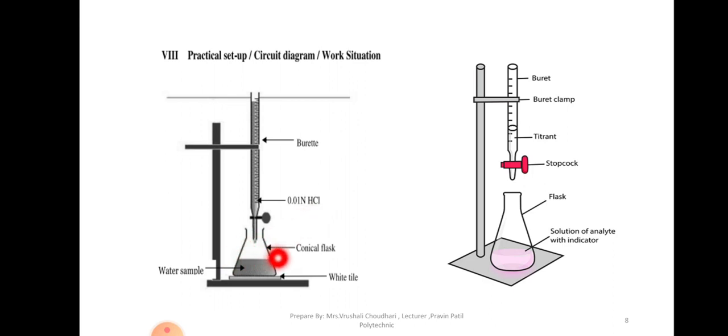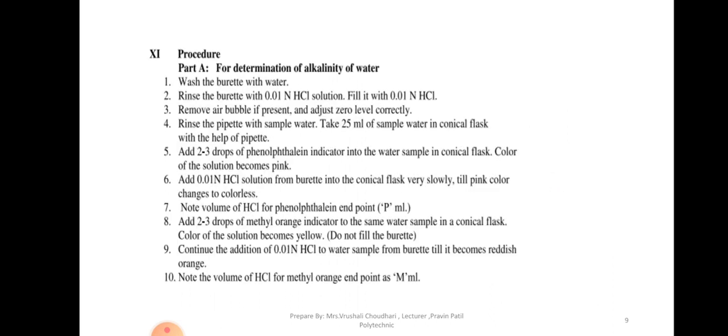Sample solution. The test solution we are taking in a conical flask. This is called a conical flask. We are taking the sample solution. See here, first we take a burette. We are going to fill the burette with 0.01 normal HCl. That is the standard solution. And in the conical flask, we are going to take the sample water. And the indicator is phenolphthalein. For the first titration, we are going to take phenolphthalein indicator.